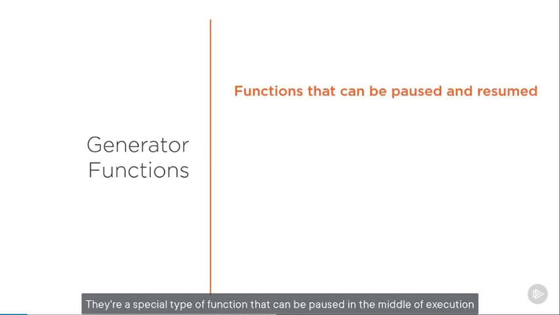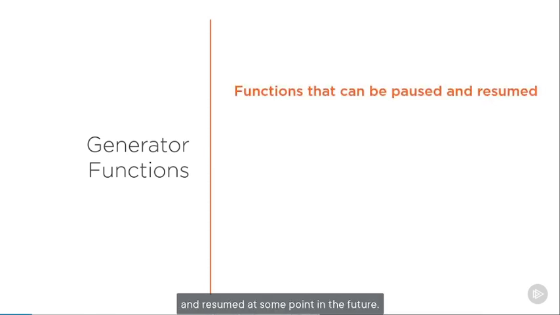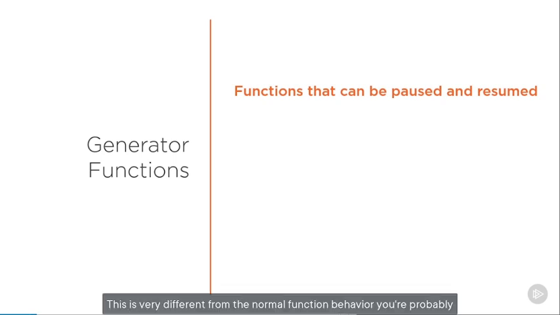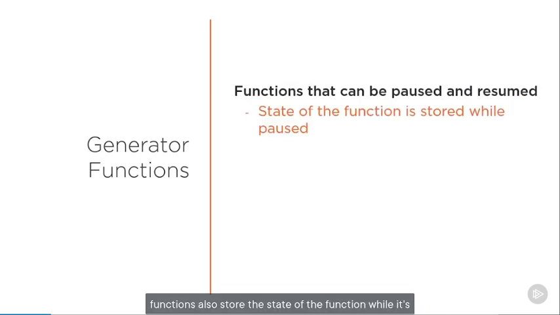They're a special type of function that can be paused in the middle of execution and resumed at some point in the future. This is very different from the normal function behavior you're probably used to, in which a function runs to completion from top to bottom and only executes again if you call it again. As if pausing a function wasn't enough of a trick, generator functions also store the state of the function while it's paused so that when it resumes, all of the variables have the same values and it's as if it never stopped executing in the first place.